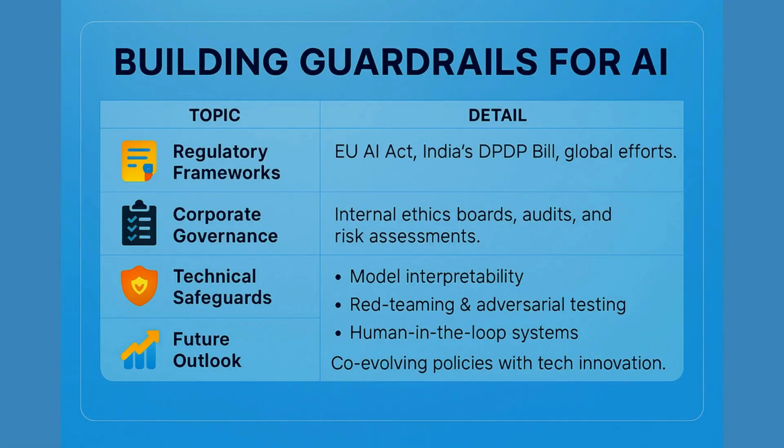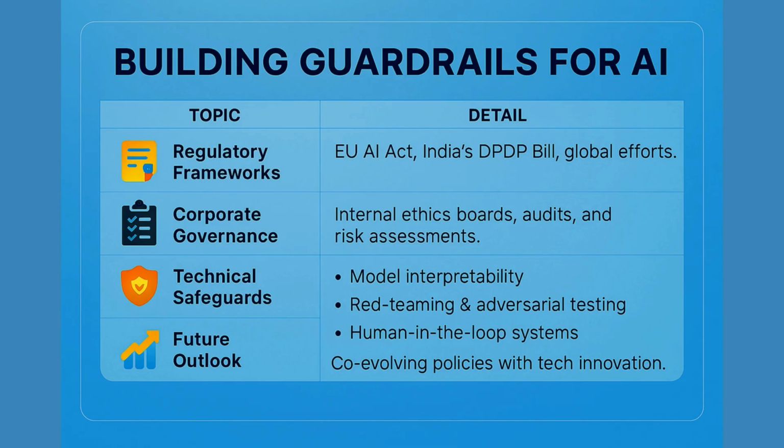As AI technologies advance rapidly, establishing a robust governance framework is essential to ensure safe and ethical deployment. The slide outlines a multi-layered approach to building guardrails around AI systems. At the regulatory level, initiatives like the EU AI Act and India's DPDP reflect growing global momentum towards formal oversight. Within organizations, corporate governance plays a critical role through ethics boards, audits, and risk assessments that guide responsible innovation.